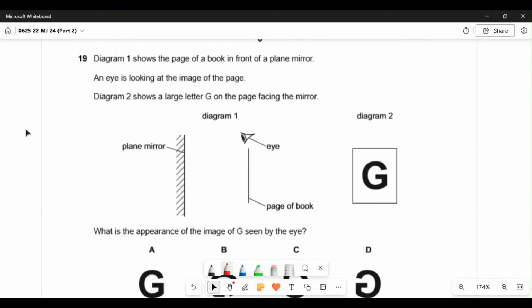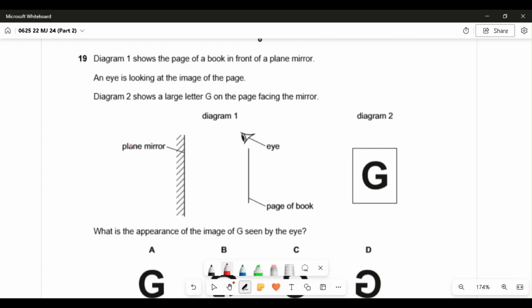Question number 19. Diagram 1 shows the page of the book in front of the plane mirror. This is the page of the book, this is the plane mirror, and the eye looks at the image of the page. The eye is at the level of the page and the image is seen.